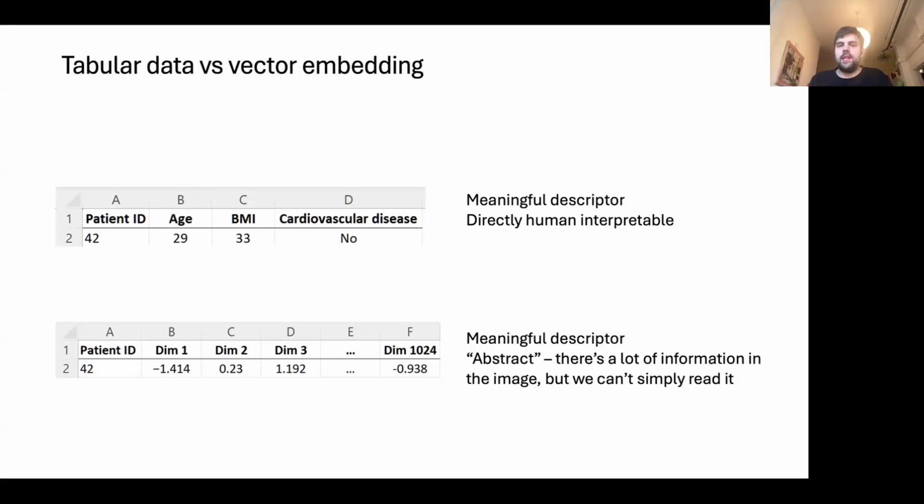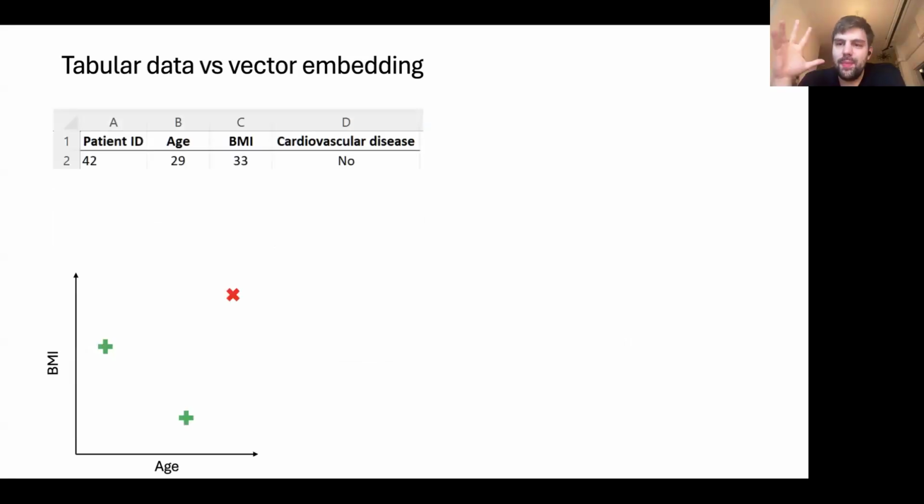But an important difference is that for standard tabular data, we know what each column means, whereas for vector embeddings, they're still meaningful, but they're abstract. So there's a lot of information, but we can't just look at the vector embeddings and understand them as a human. One way to think about it, and especially for the clinicians in the audience, this might be a bit weird, but I'd be really curious to hear whether it's easy to understand or whether I need to explain it better.